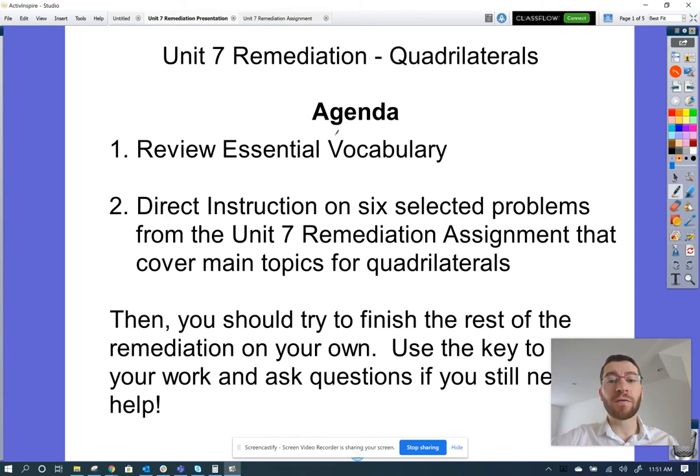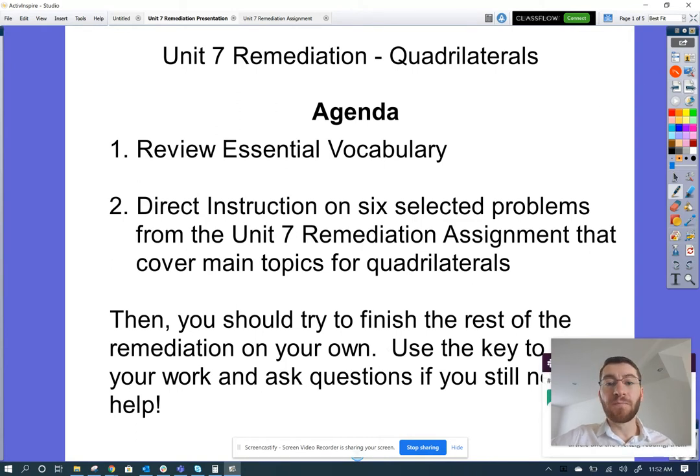Today we're going to do some remediation for Unit 7 on quadrilaterals. Our agenda is to review some essential vocabulary, and then I'll provide some direct instruction on 6 selected problems from the actual Unit 7 remediation assignment that cover main topics for quadrilaterals. After that, you should try to finish the rest of the remediation on your own, and you can use the key to check your work and ask questions if you still need help.